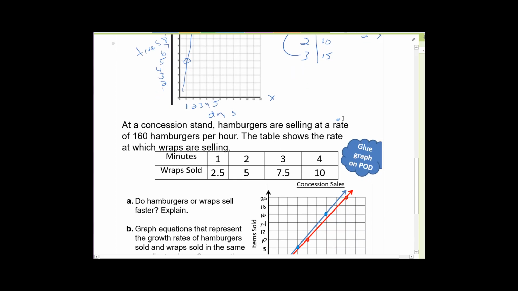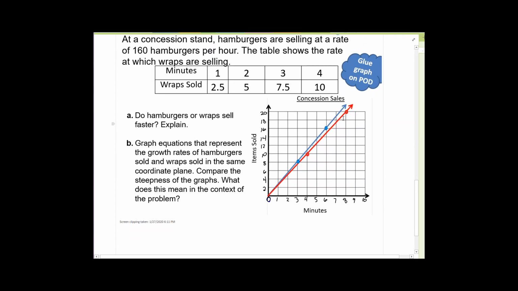Okay, last one. At a concession stand, hamburgers are selling at a rate of 160 hamburgers per hour. The table shows the rate at which the wraps are selling. So we have two different things. We have hamburgers, which we need to look at, and then we have wraps right here. Okay. Now I know the unit rate for wraps is 2.5, because for 1, it's 2.5. So the slope for wraps is 2.5.